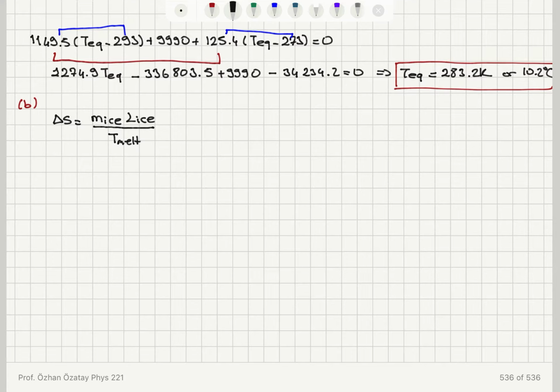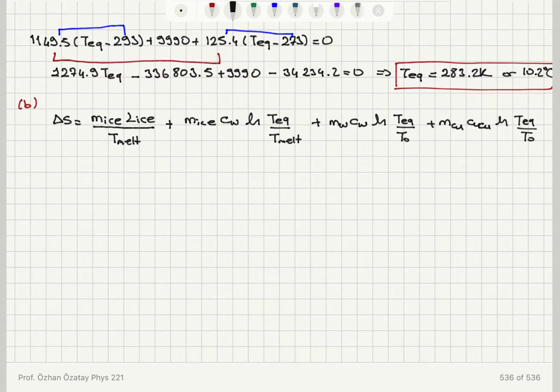This is the heat absorbed by ice at the melting point. And then I have, when the temperature is changing, mass of ice, specific heat of water, natural logarithm, equilibrium temperature divided by the melting point. So this will be the entropy change in the ice. Then I have the entropy change in water: mass of water, specific heat of water, natural logarithm, equilibrium temperature divided by T0. And then for the copper, mass of copper, specific heat of copper, natural logarithm, equilibrium temperature divided by T0.